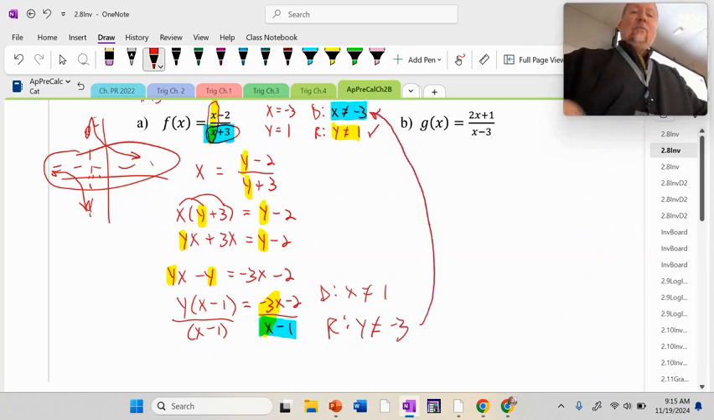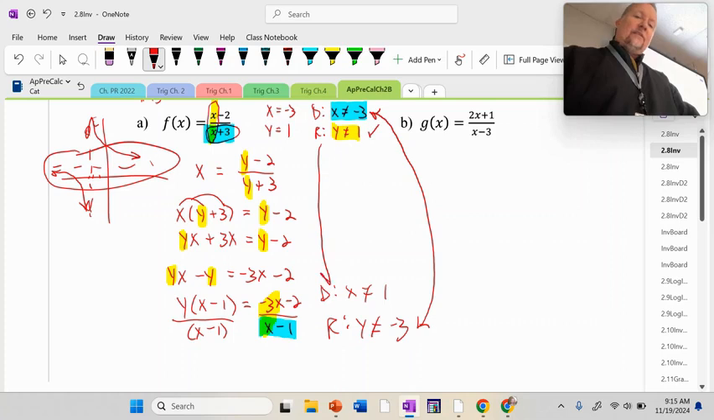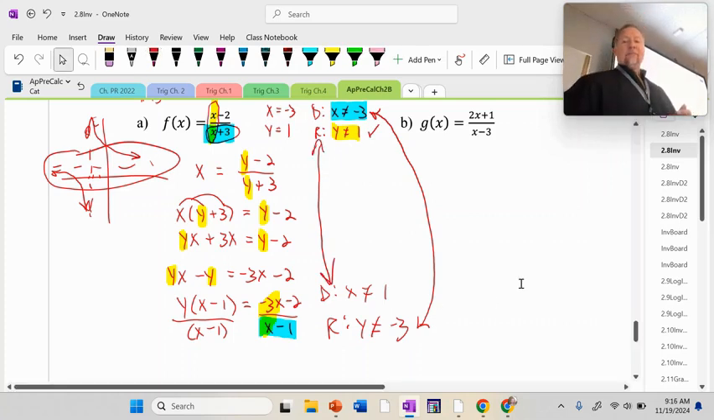Look at that. The domain of the original is the range of the new. The range of the original is the domain of the new. This isn't always the case.